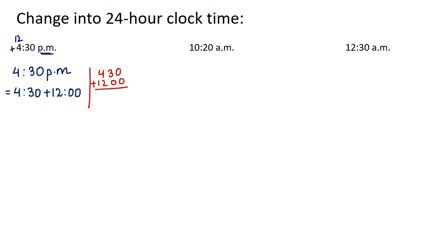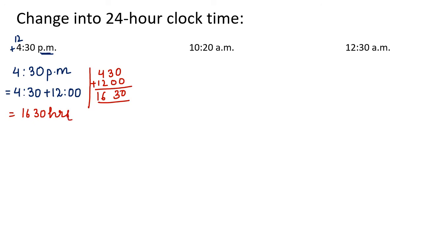Now look at the question given here. We have to change the time given in the 12-hour clock into 24-hour clock time. So first is 4:30 PM. Now as you can see, PM is given, which means it is the time after 12 noon. So we have to add 12 to 4. Therefore 4:30 PM will be equal to 4:30 plus 12:00. We do not add anything to the minutes, so we write 00 there. So 4 plus 12 is 16, and 30 will be written as it is. It will be 16:30 hours.